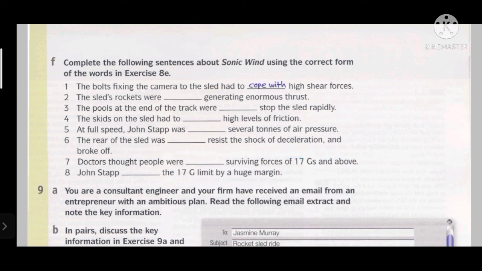Okay, number five. At full speed, John Stapp was blank several tons of air pressure.